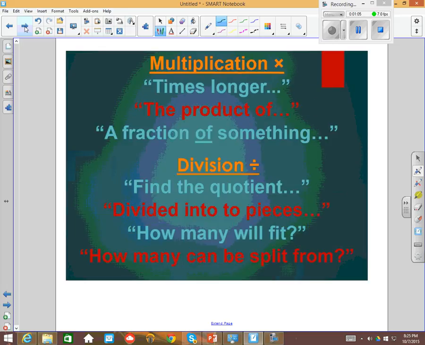Multiplication: times longer, the product of, a fraction of something. Those questions can be asked. Division: find the quotient. Divide into pieces. How many will fit? How many can be split from?